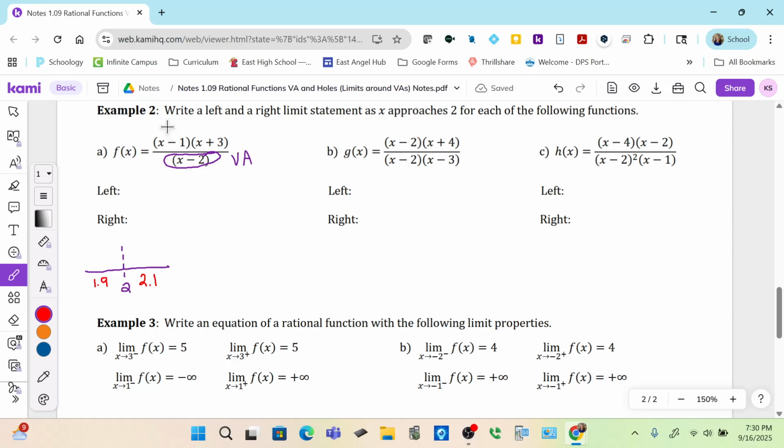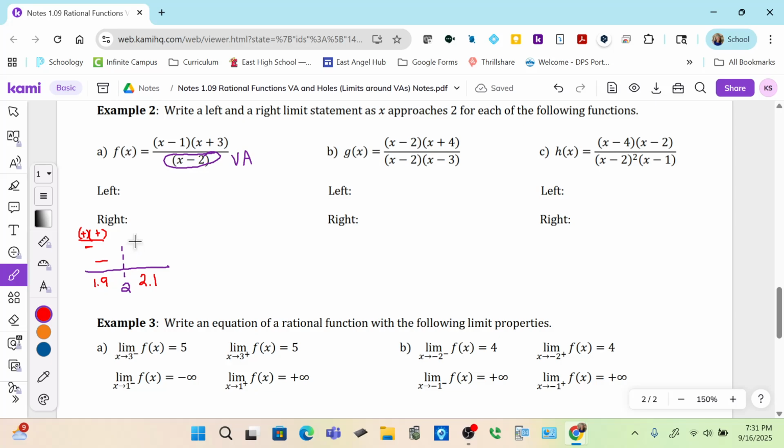So again, sign chart, I'm plugging it into all of my factors, and I'm just looking at the sign. If I have 1.9 subtract 1, that's going to give me a positive value. If I have 1.9 plus 3, that's also going to give me a positive value. If I have 1.9 minus 2, that's actually going to give me a negative value. So on the left side of my asymptote, my graph is actually going to be below my x-axis, and it's going to be getting really close to that vertical asymptote.